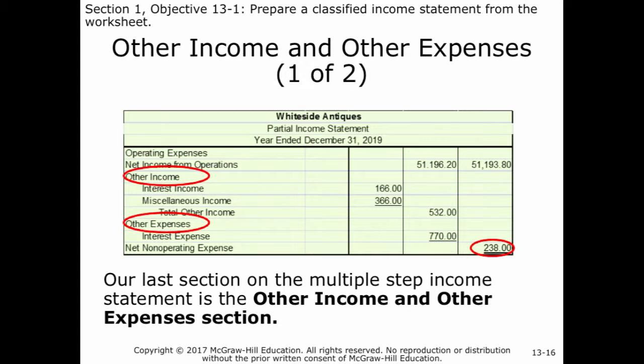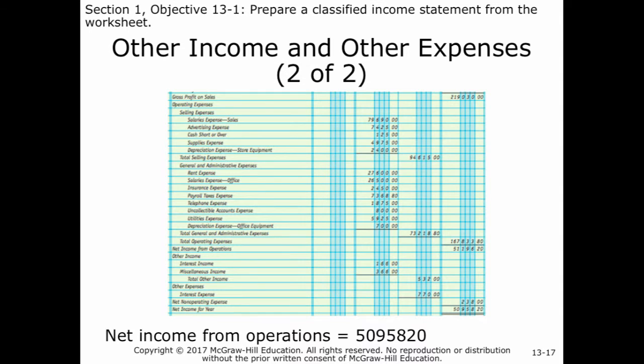So the total other income for this particular example was $532, and other expenses totaled $770. So the difference was the net non-operating expense of $238. So finally, we're here. After subtracting the net non-operating expenses from our net income from operations figure, the business can determine its net income or its net loss for the period.